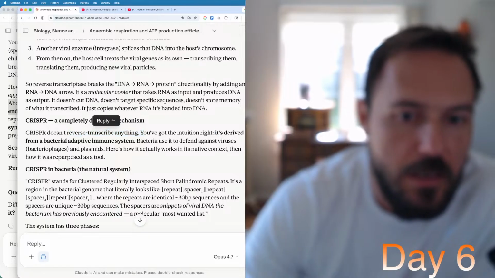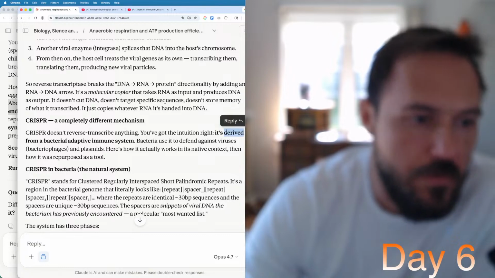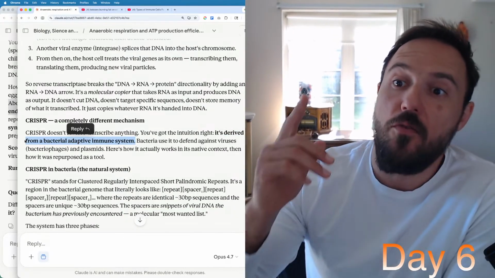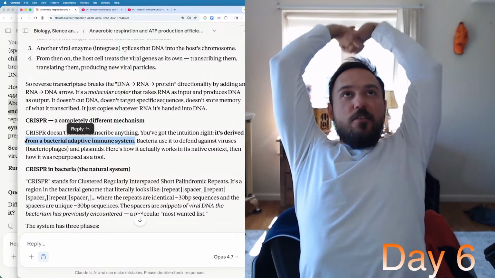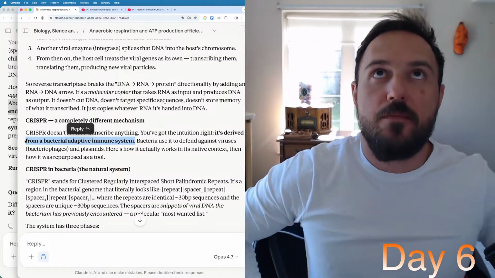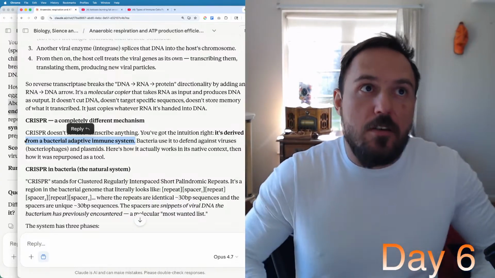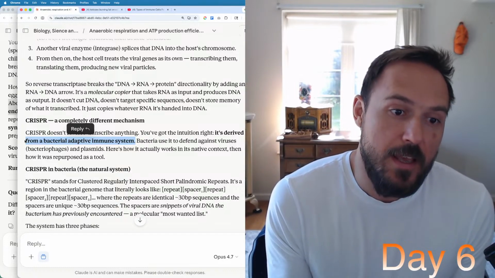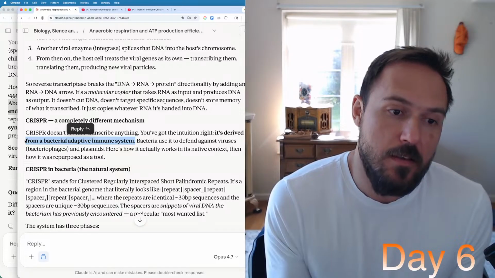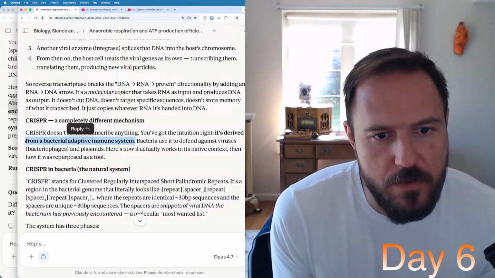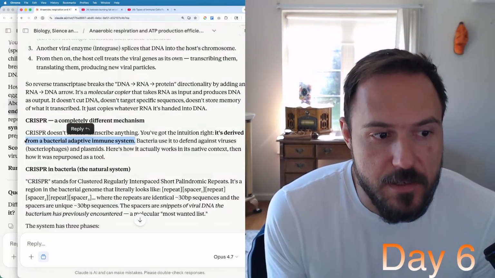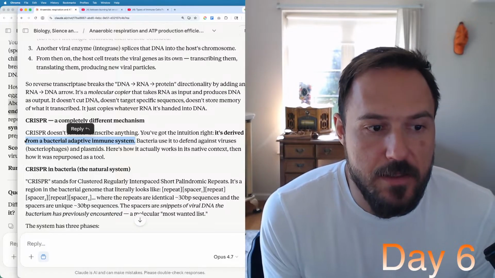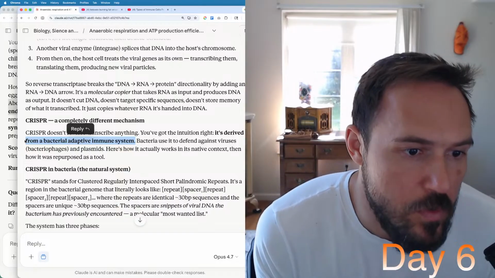Got it. CRISPR doesn't reverse transcribe anything. You have got the intuition right. It's derived from a bacterial adaptive immune system. So bacteria have an immune system as well against viruses, and it keeps a piece of information of the virus in its own DNA. Okay, because bacteria also have an immune system, not like our multicellular one, but everything inside. Bacteria use it to defend against viruses. Yes, bacteriophages and plasmids. Here's how it actually works in its native context and how it was repurposed as a tool.